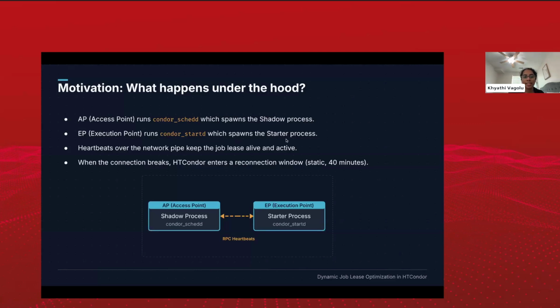And the starter process would basically send periodic heartbeat signals through the network pipe to say that your job is alive and running on the execution point machine. And when there's a systemic connection breakage due to, say, a network disconnection or a hardware failure, the job would not get terminated immediately. Instead, what HTCondor does right now is go into a reconnection window, which is a static 40-minute window where the access point would attempt to reconnect to the job and continue to execute it.